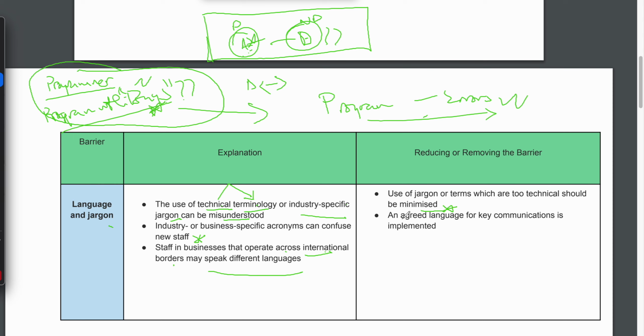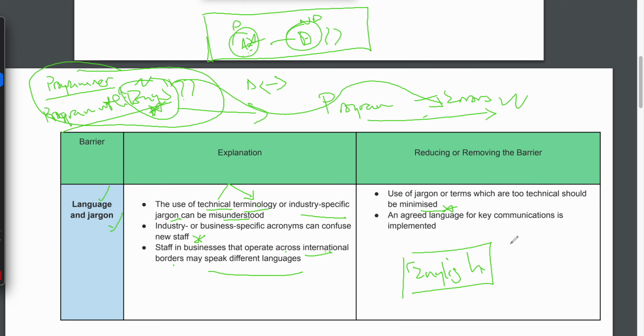Again, an agreed language for key communication should be implemented. So in an organization, maybe we might stick to English. The moment you are going to be talking about computer science related terms, can you just find a simplified English word that we can use to replace that, so as to avoid the barrier of language and jargon.